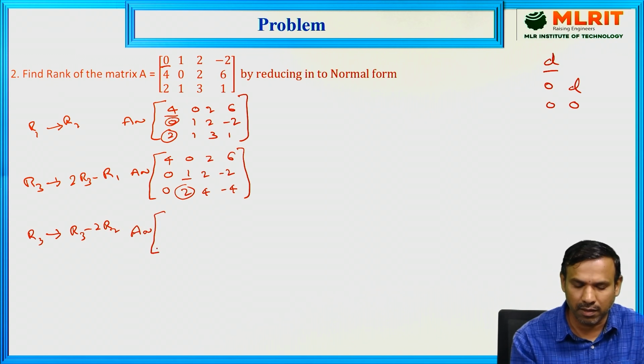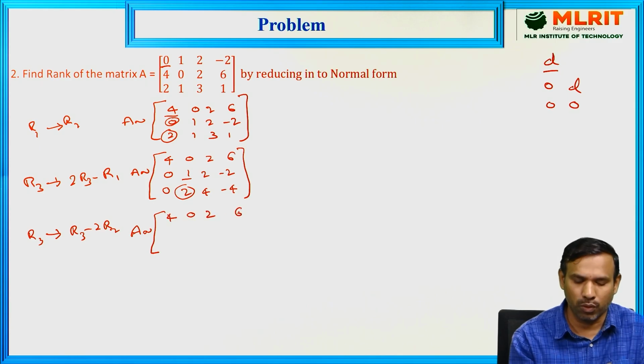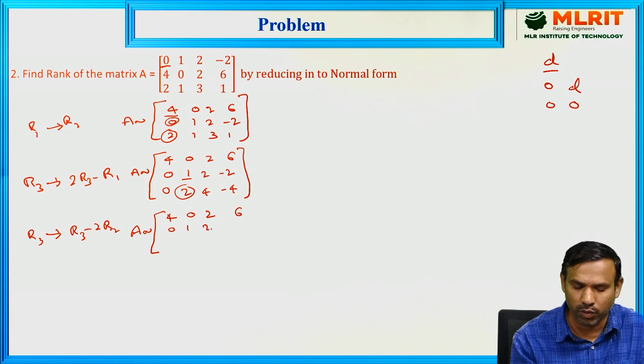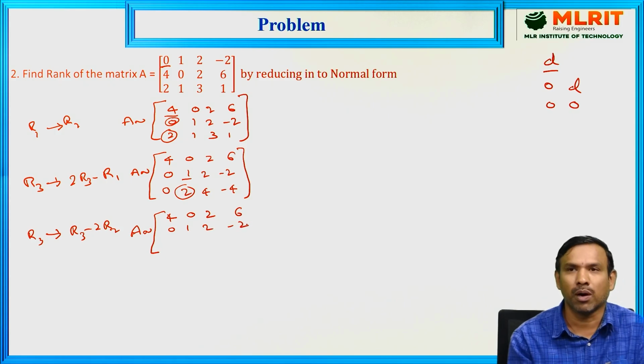A is equivalent. First row, no change. 4, 0, 2, 6. Second row, no change. 0, because we are using that row. Which row are we using? That row should not be changed.